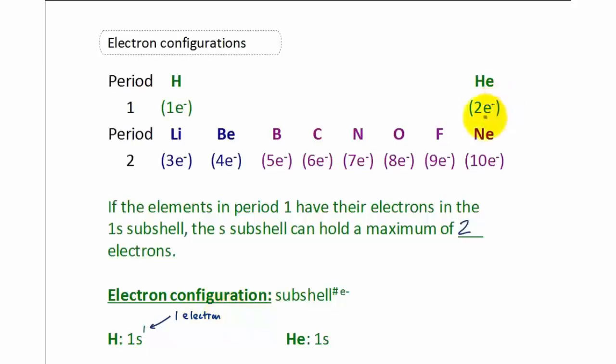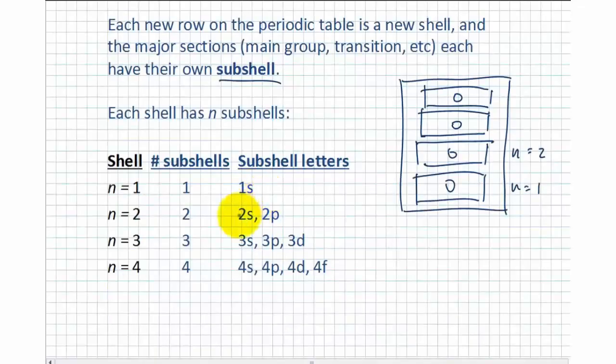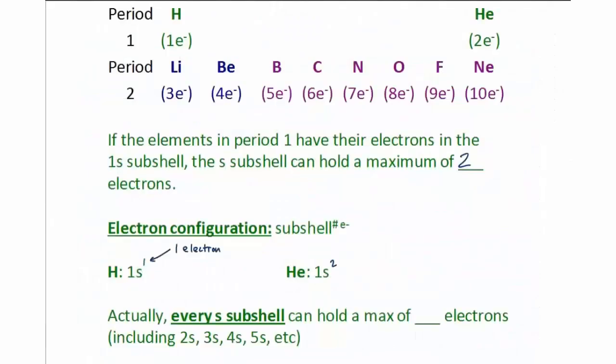Helium has 2 electrons. We're still filling into 1s, but now it's 1s2. It turns out that every s subshell, and if we look over here, each of these larger shells has an s as its first subshell. So the first time we're filling into n equals 2, we have to fill into 2s. All of these s subshells hold the same number of electrons. Any s holds a maximum of 2 electrons.